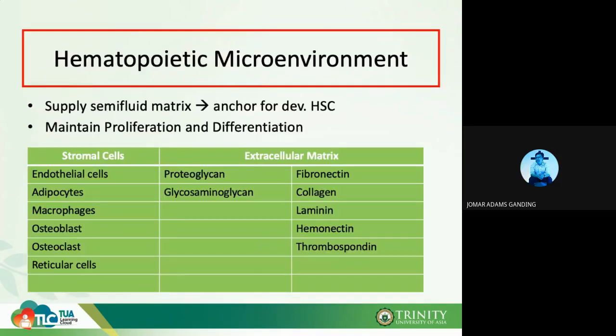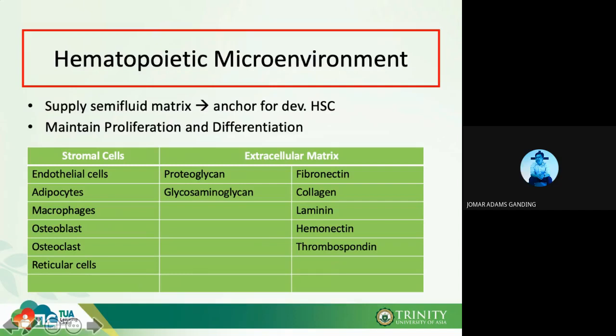So, moving forward, let's go to the hematopoietic microenvironment. We're going now into the bone marrow. In the bone marrow, we have your supportive semi-fluid matrix, which is the anchor for the development of your hematopoietic stem cell, HSC. The hematopoietic microenvironment is like an ecology, a microenvironment within your bone marrow. And they maintain the proliferation, the multiplication, and the differentiation of your stem cell. So what do we mean by that?